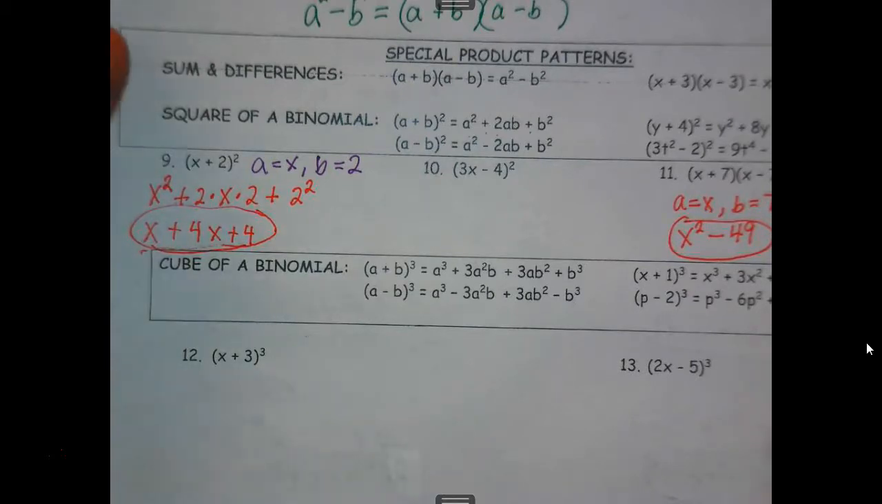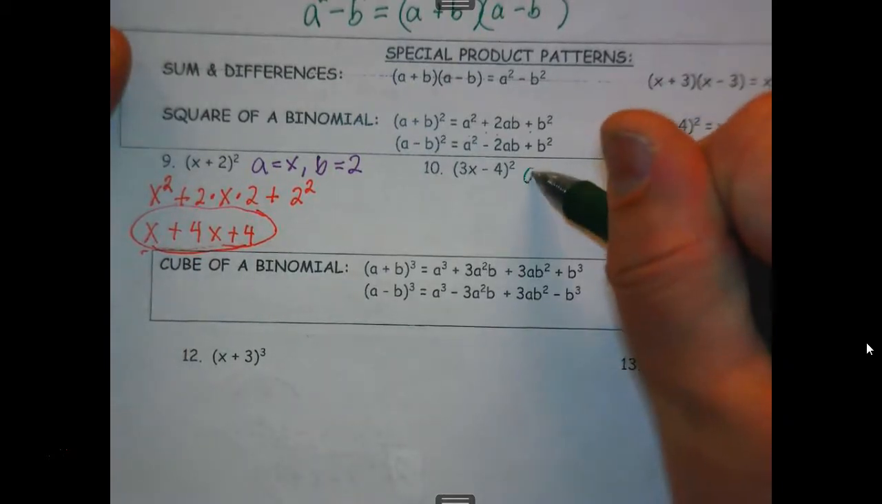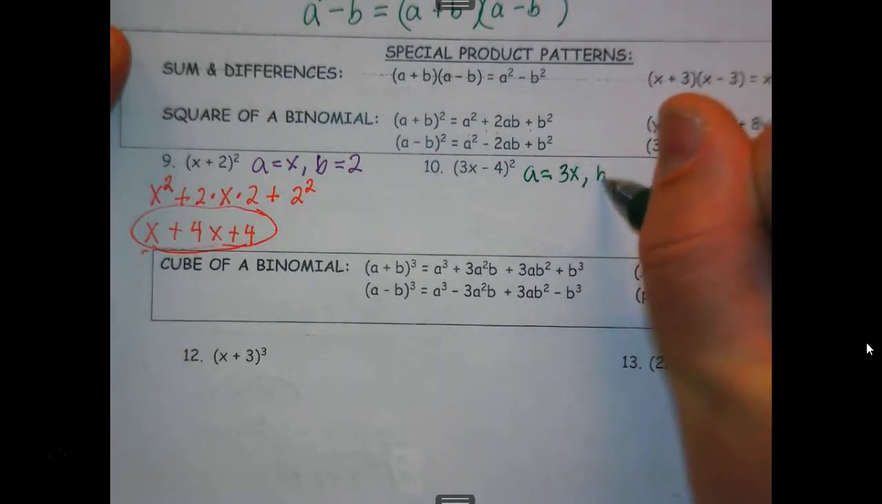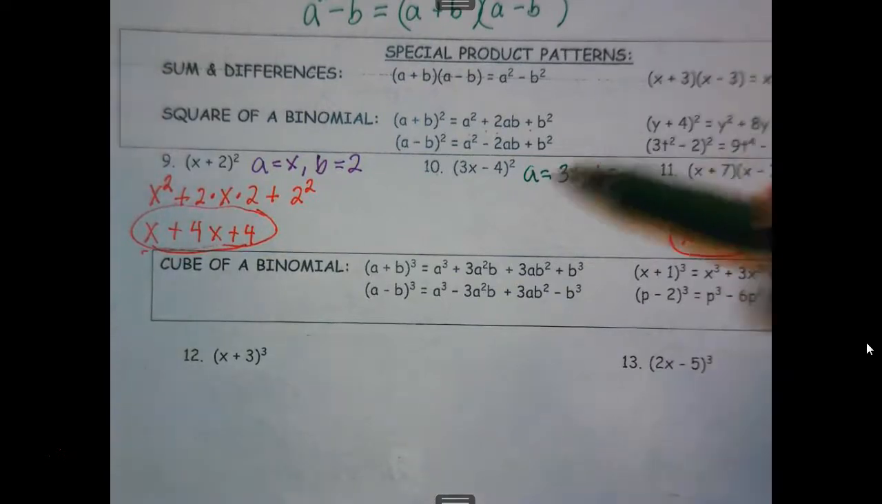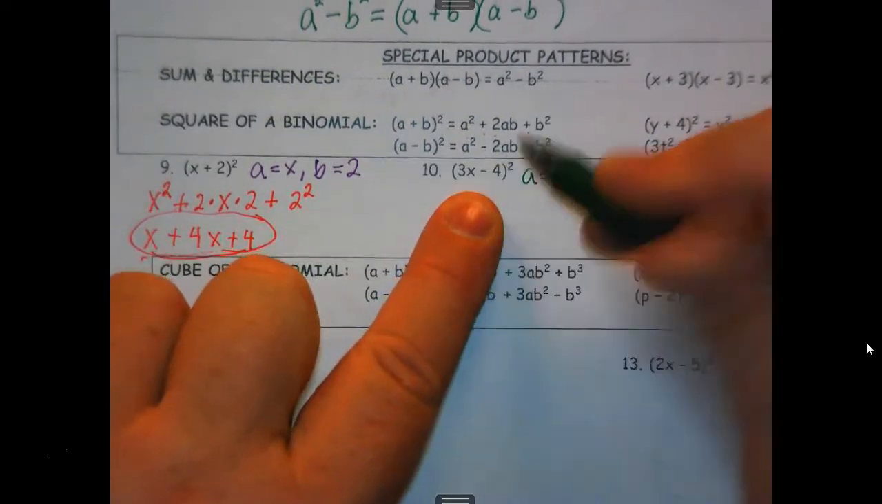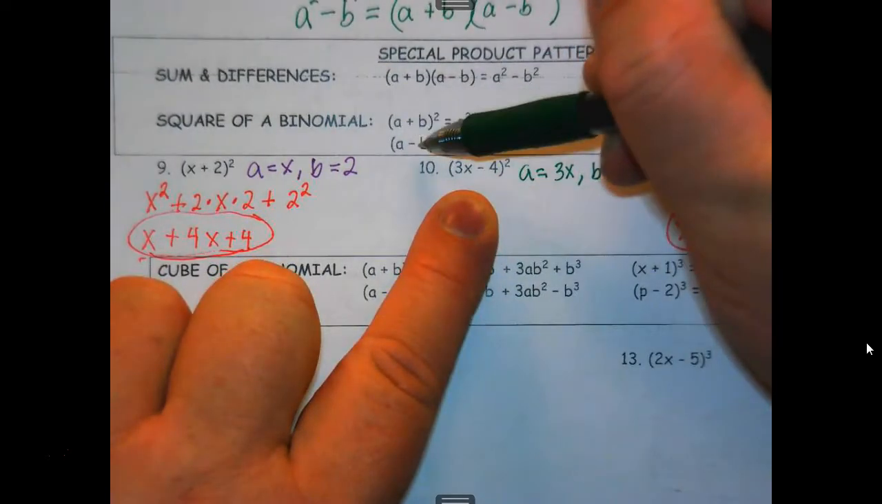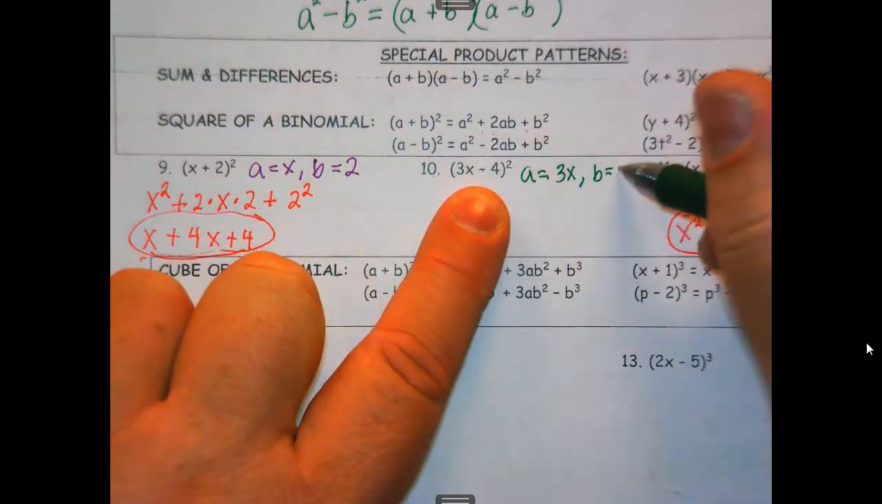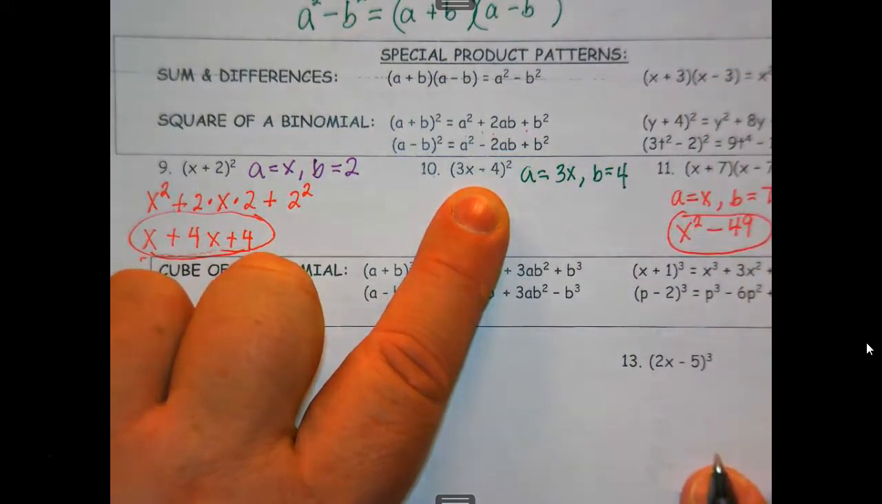All right, number 10. What's my A? What's my B? It would be, except we're just going to use 4. The minus sign is going to tell us which formula to use. See, the bottom one's minus. That's where we're going to use the minus sign. But the base itself is 4.